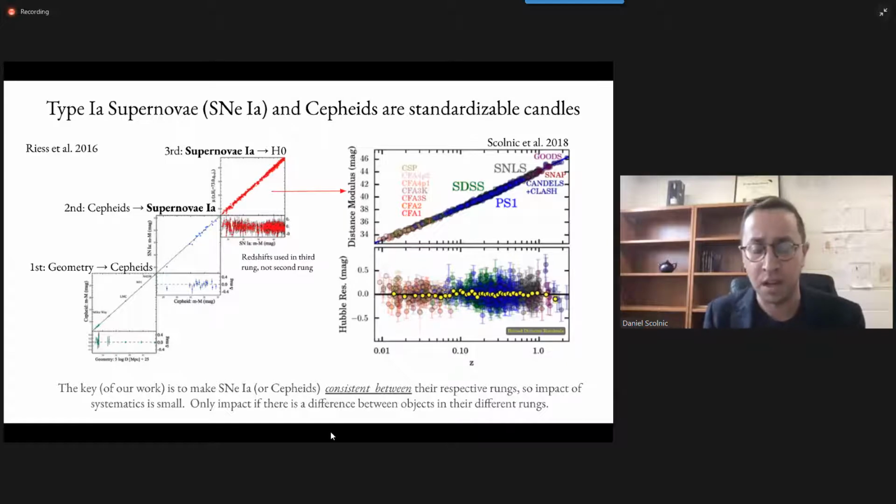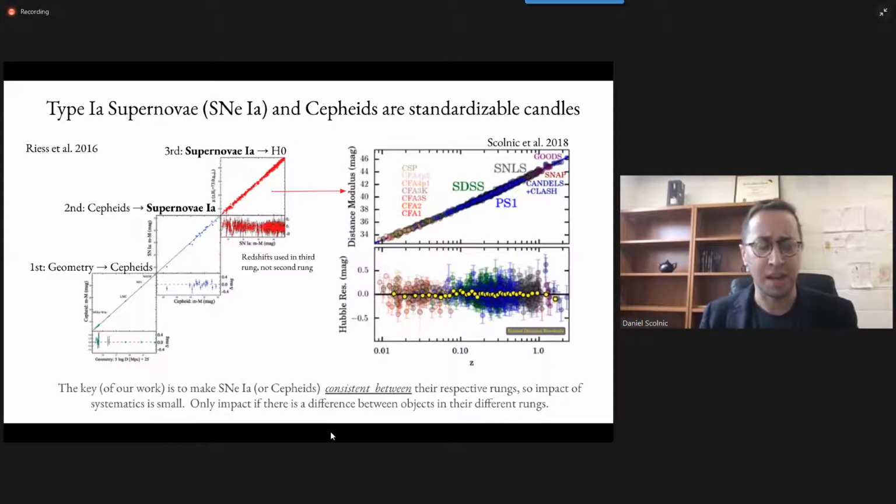Now, that third rung can be expanded if you go to higher redshift. On the right, you make a Hubble diagram, and if you go to higher redshift, then you can measure other cosmological parameters like properties of dark energy. What we spend most of our time on, in either Pantheon Plus or SH0ES, is making the supernovae in the second and third rung, or for SH0ES the Cepheids in the first and second rung, as consistent as possible. So measure the same way, calibrate the same way, standardize the same way.